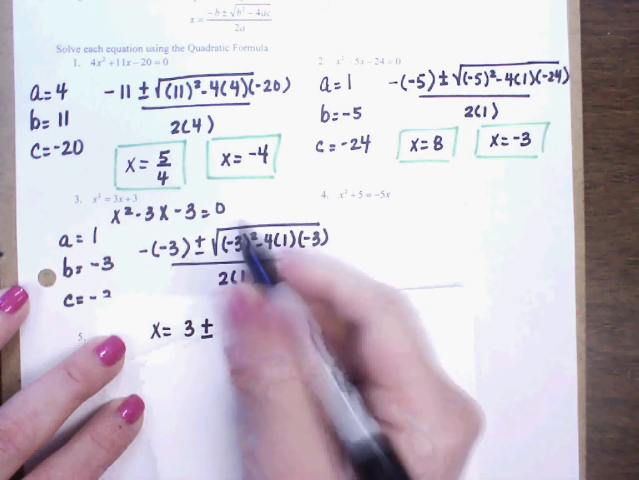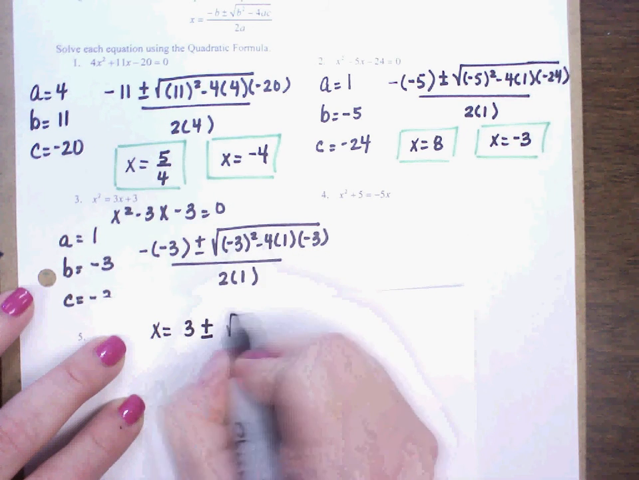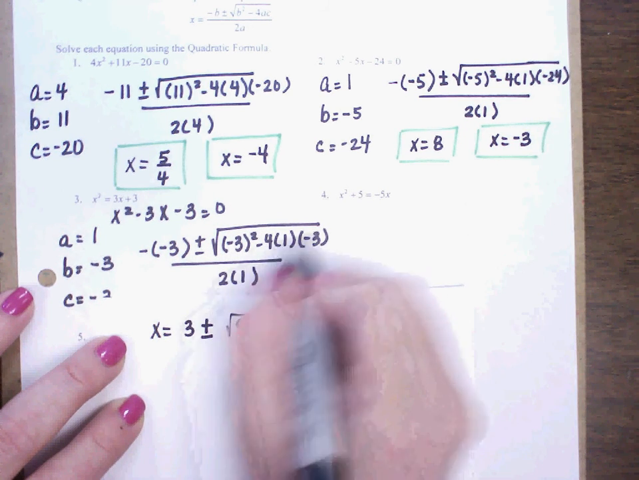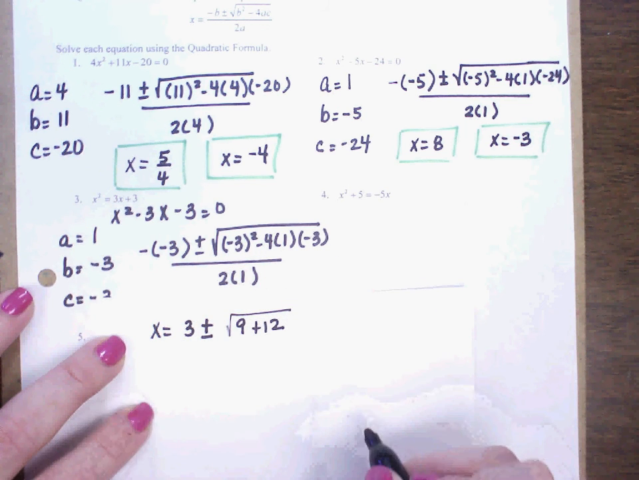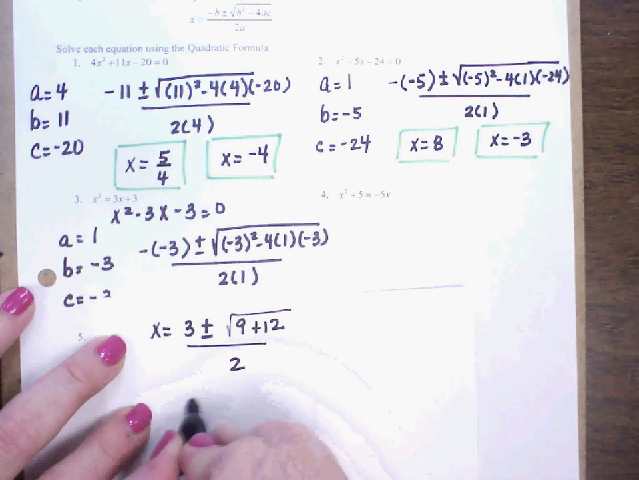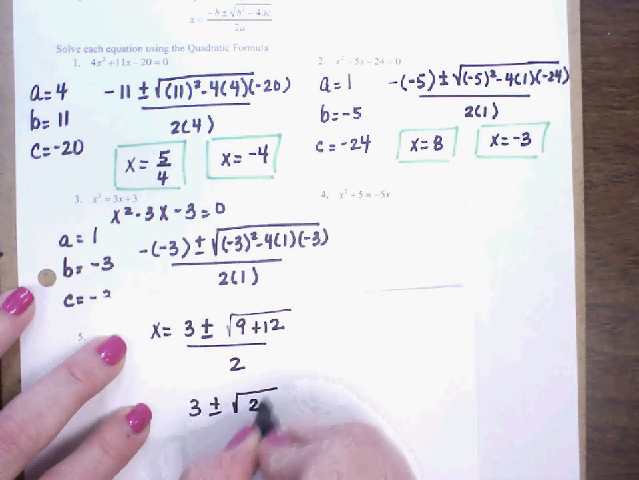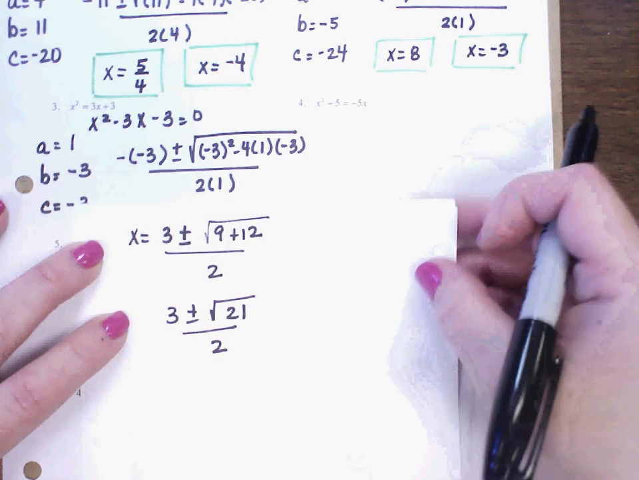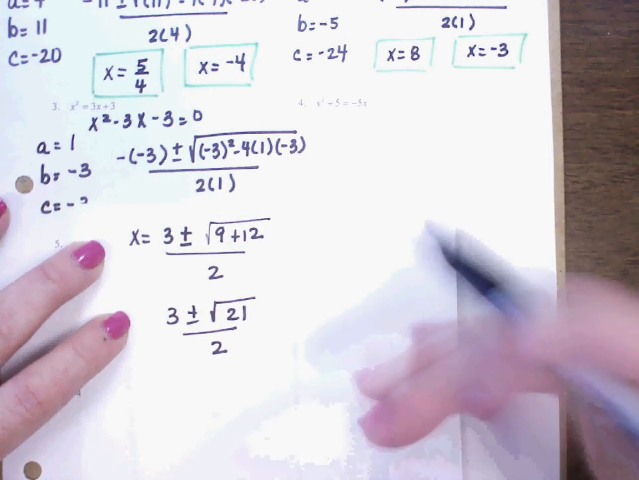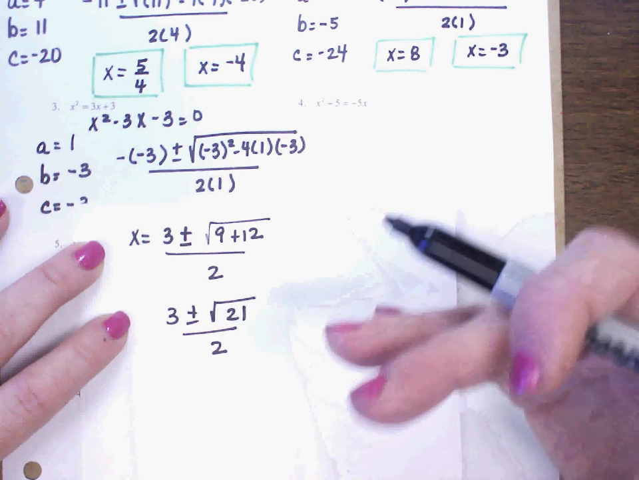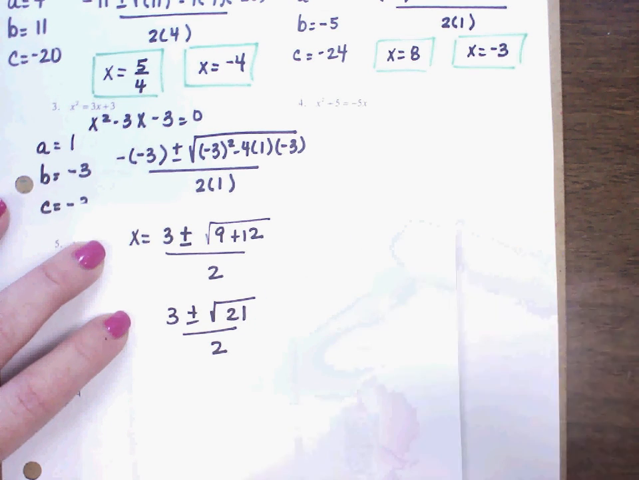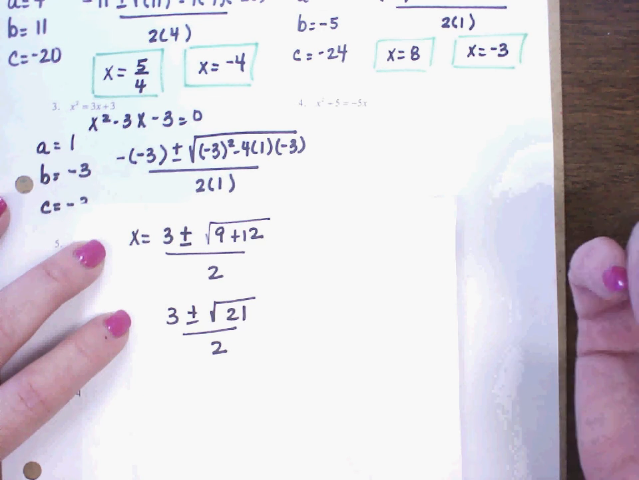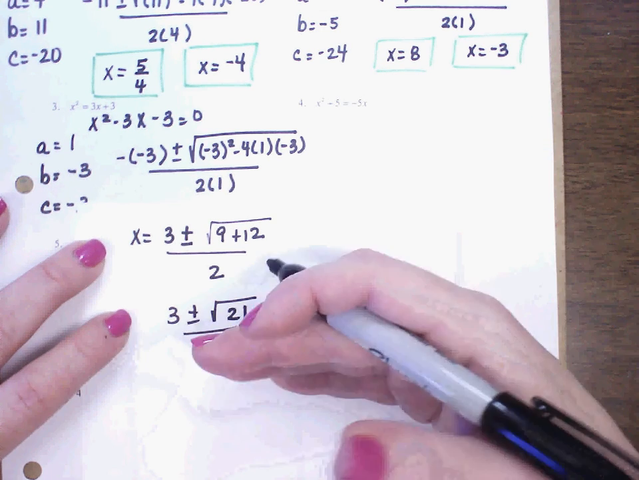But when you get over here, negative 3 times negative 3 would be 9. This would be 12. That is 21. And does 21 have a perfect square root? No. That's why you're not getting a decimal. That's why you're not getting a whole number or a fraction like we were getting on the other ones. Okay? So on this one, I cannot ask you for the factors.